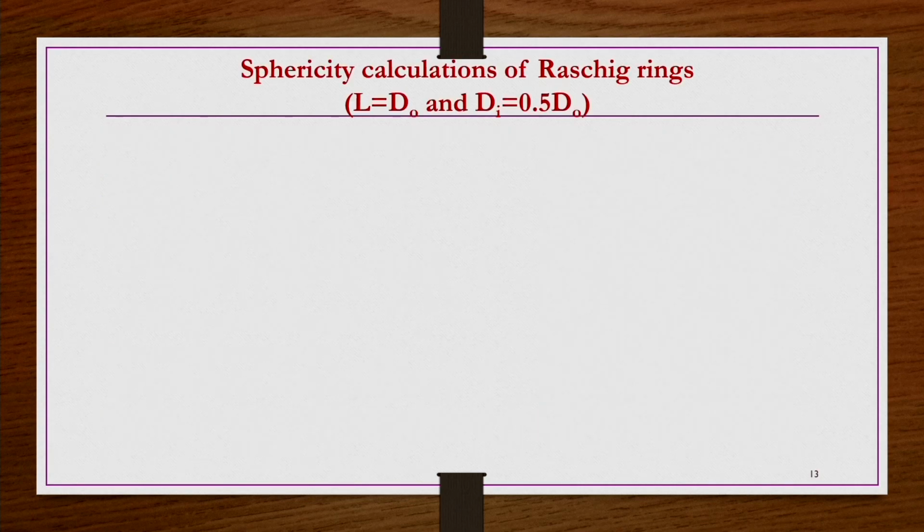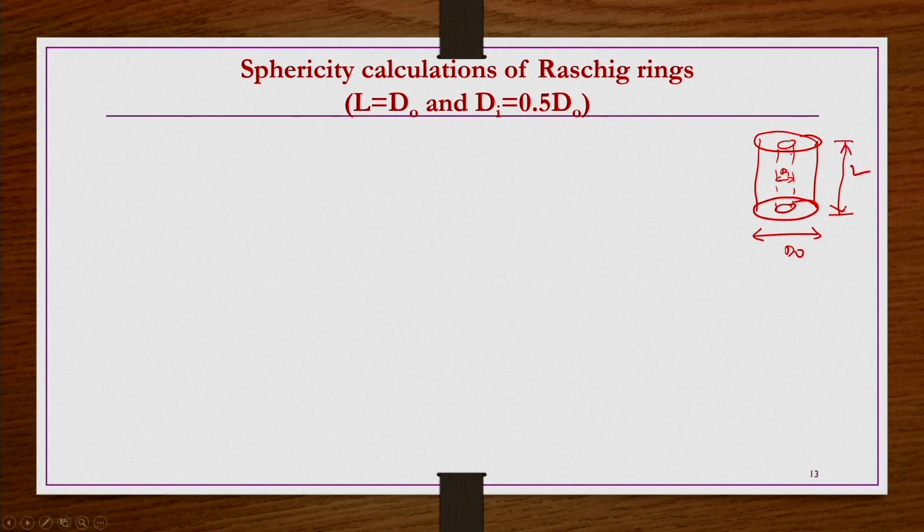So, let us say we take Raschig rings. Raschig rings are kind of short hollow cylindrical particles. You can take something like this. The outer diameter is d naught, the inner diameter is di, and the height is L. So this is a kind of hollow cylinder. This is a solid structure, and in between a hollow region is there. They are used as a very good packing material in most chemical engineering applications.